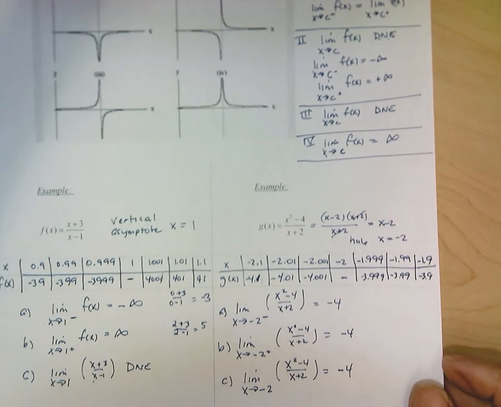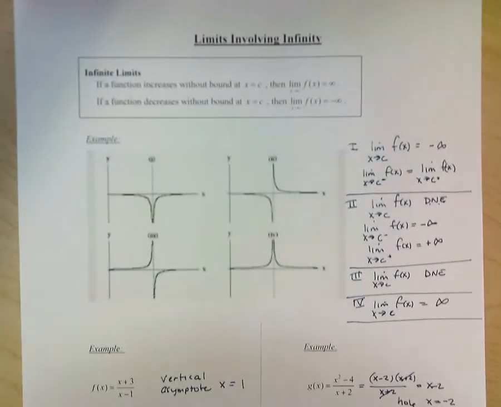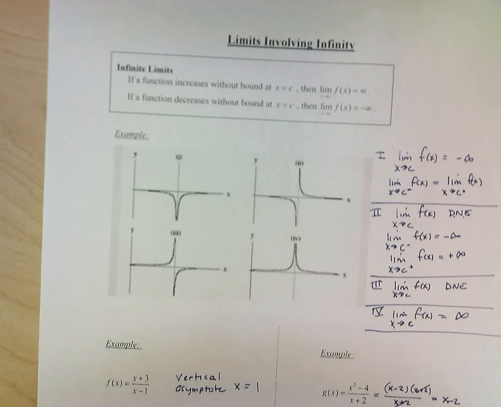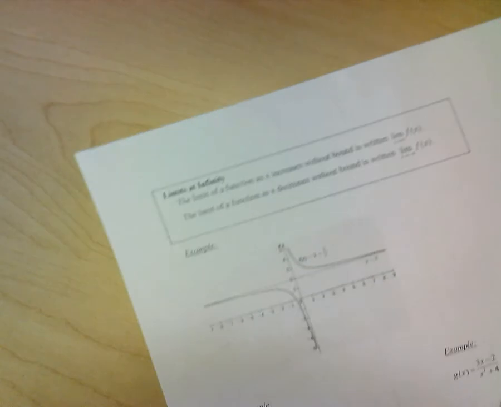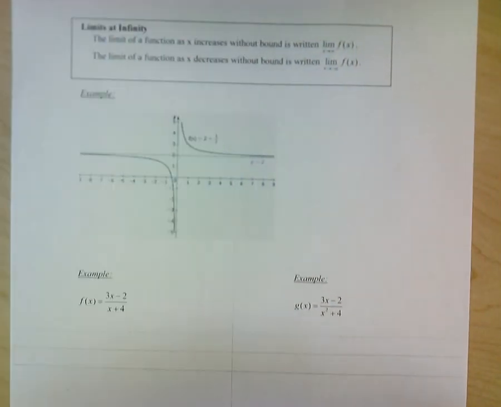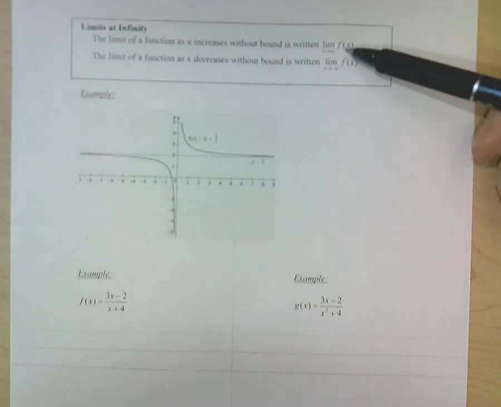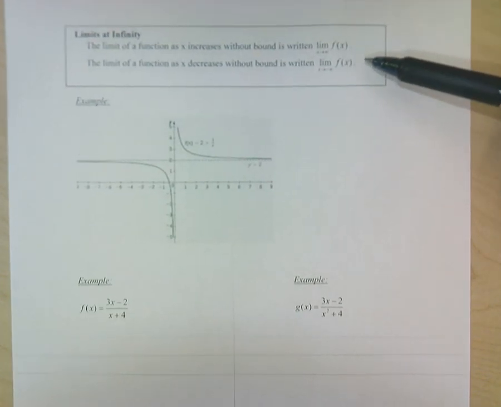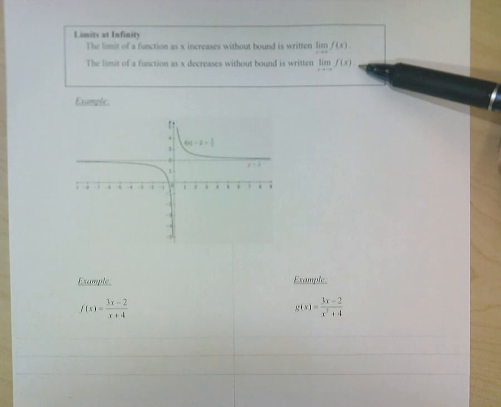So infinite limits have to deal with vertical asymptotes. The other type of infinite limits, we're talking about limits involving infinity. We start looking at the limit as x approaches infinity or as x approaches negative infinity. So this graph would show me an example of that.